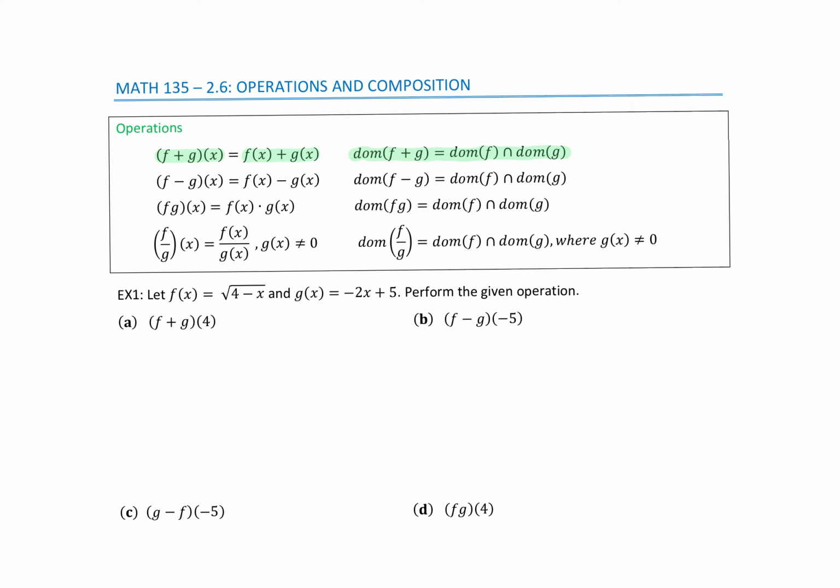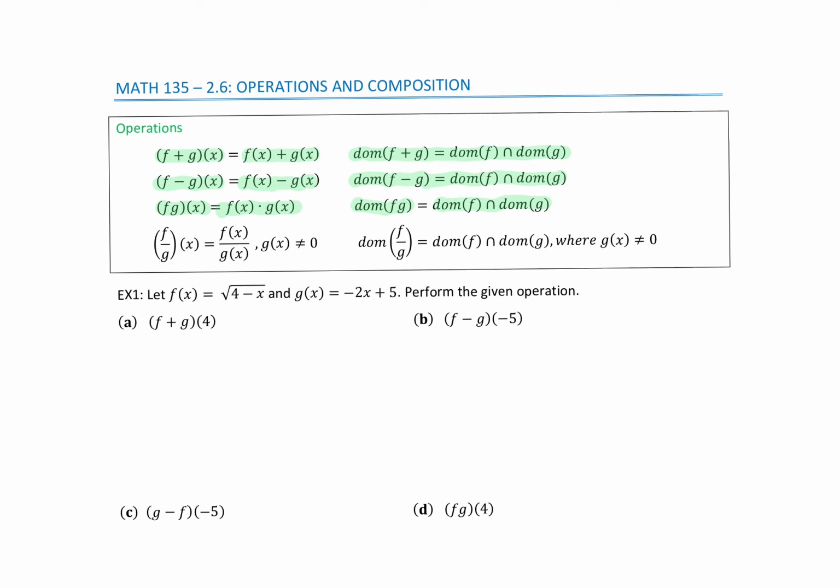Another way that we can combine functions is through subtraction. So we can create this new function f minus g of x, which is simply f of x minus g of x. And again, the domain of f minus g is simply the intersection of the domain of f with the domain of g. We can multiply functions. We can create a new function f times g, which is simply f of x times g of x. And again, the domain of f times g is simply the domain of f intersect the domain of g, so whatever x values they have in common.